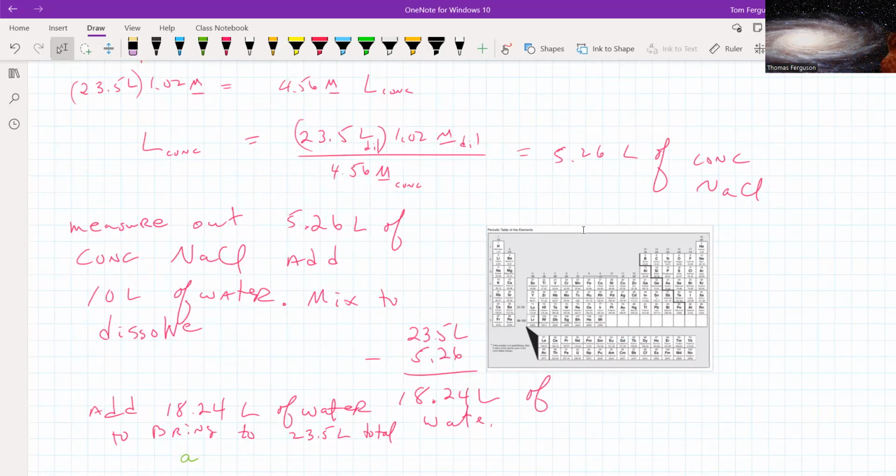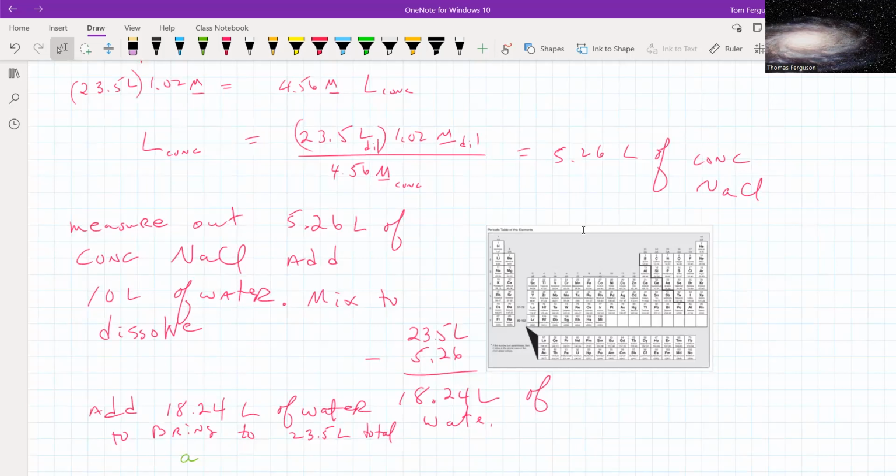Okay, so those are the two type problems. Starting from dry, starting from wet. Dry, we need to calculate, we're looking at grams and molar mass on the periodic table. Starting from wet, we're starting from a known concentration, and a known concentration for where we want to end up with.